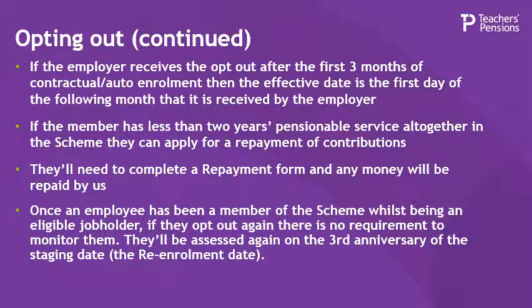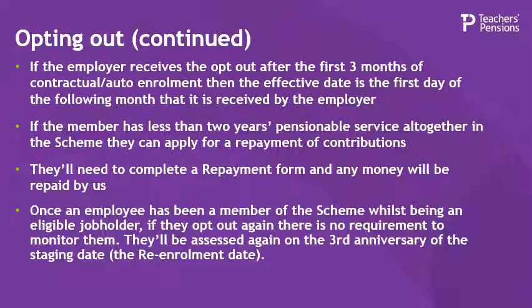If you've taken deductions within the first 3 months, then it's your responsibility as the employer to pay those contributions back to the member. You also get your employer contributions back as well. If you receive an opt-out after the first 3 months, provided the member has less than 2 years' service altogether within the scheme, they can apply for repayment of those contributions. This repayment would be made by us, and you as an employer wouldn't pay the contributions back in this case.